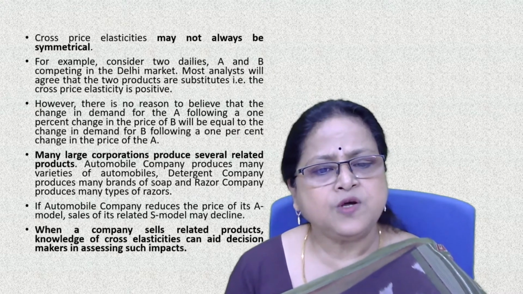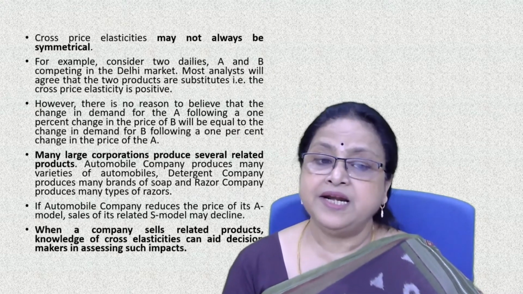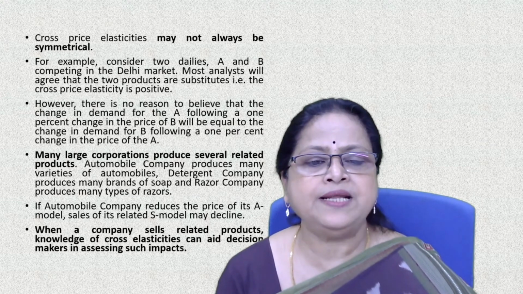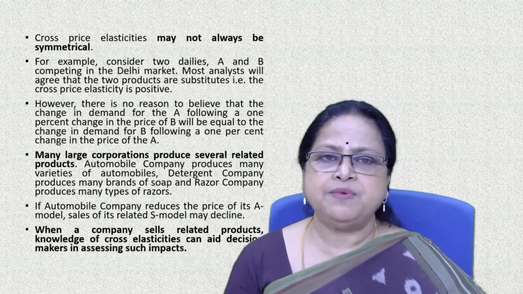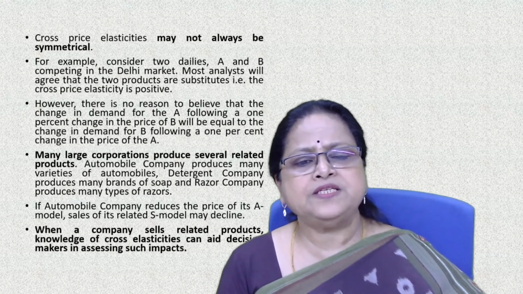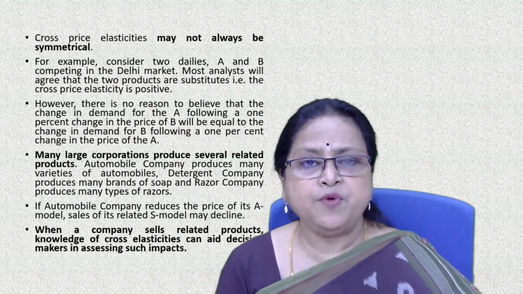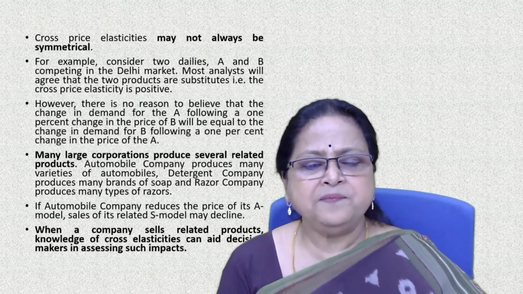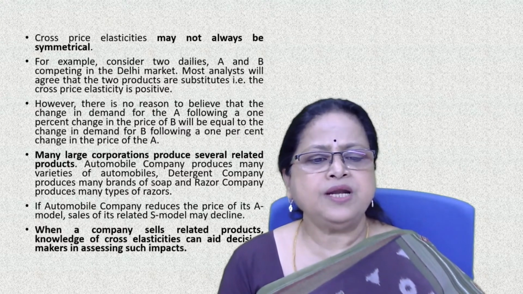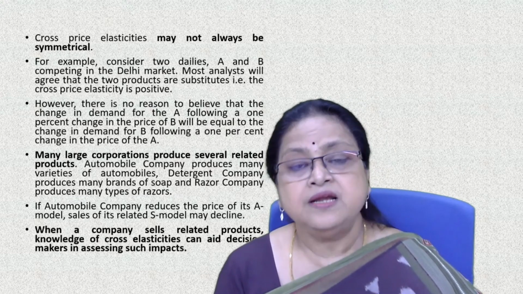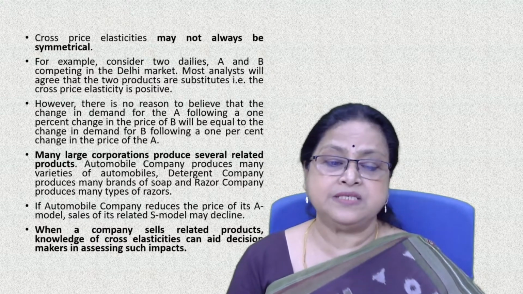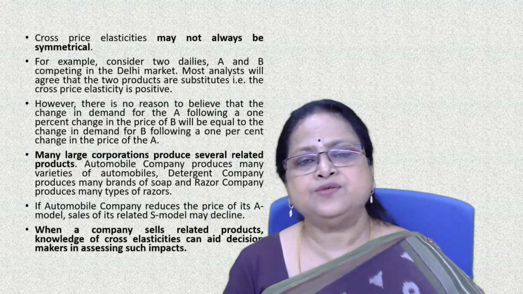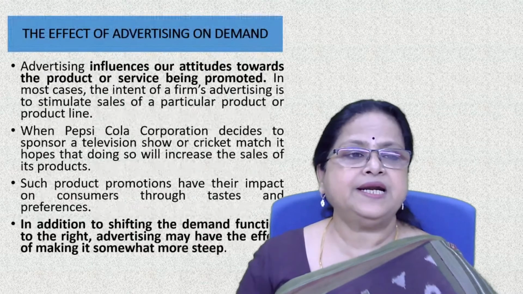Okay, so many large corporations produce several related products. Automobile companies produce many varieties of automobiles. Detergent companies produce many brands of soaps. Suppose an automobile company reduces the price of its A model, then sales of its related S model may decline. When a company sells related products, knowledge of cross elasticities can aid decision makers in assessing such impacts. So, cross price elasticity is useful for companies which are producing related products.